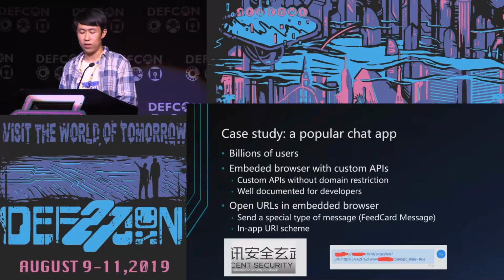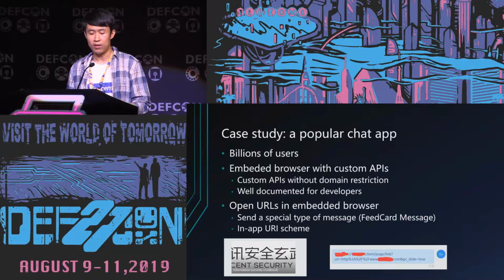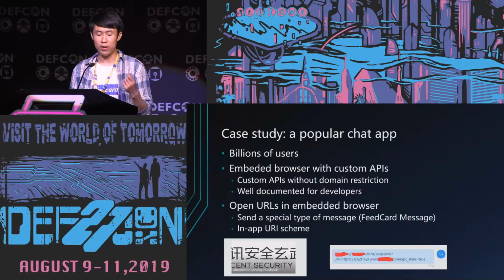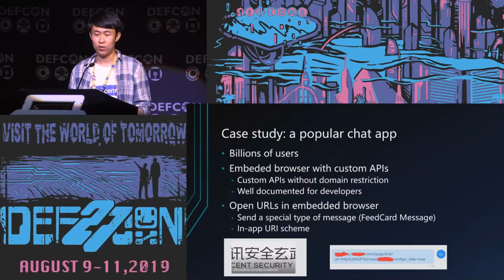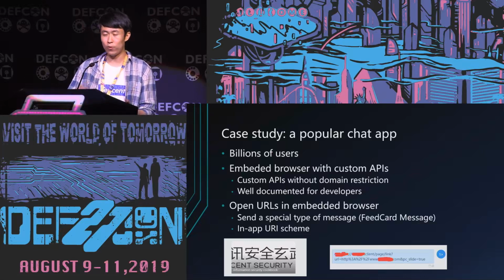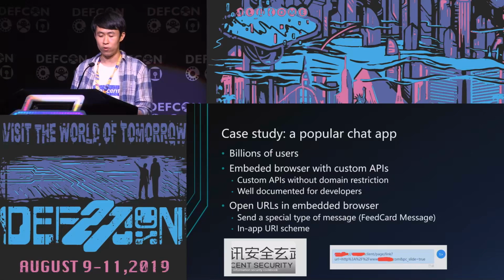It is a case for a popular chat application. It has billions of users. In this application, it has an embedded browser with some custom APIs. So if you render your page in the embedded browser, you can call the custom APIs because there is no domain restriction. And these APIs are well documented for developers.